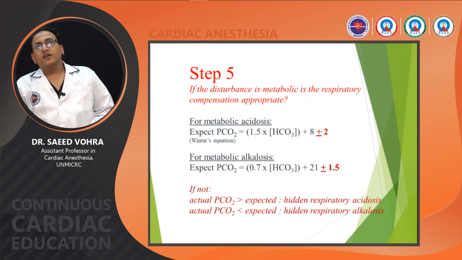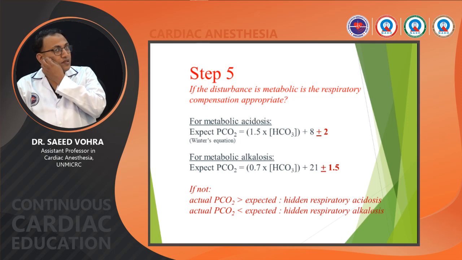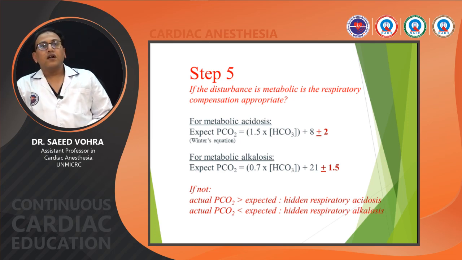Step 5 is to determine whether the respiratory compensation is appropriate for a metabolic primary disorder. For metabolic acidosis, the expected CO2 is 1.5 times bicarbonate plus 8, plus or minus 2. For metabolic alkalosis, the expected respiratory compensation is 0.7 times bicarbonate plus 21, plus or minus 1.5. If the actual PCO2 is more than expected, then there is a hidden respiratory acidosis, and if the actual PCO2 is less than expected, then it is hidden respiratory alkalosis.